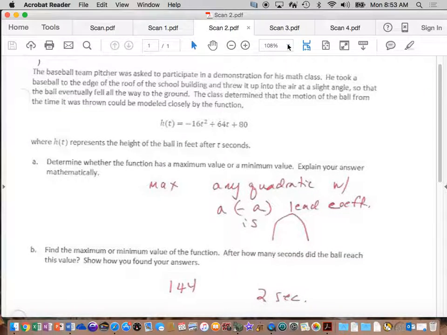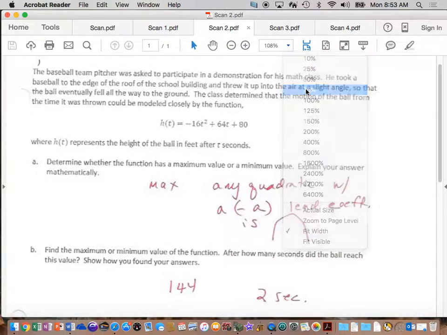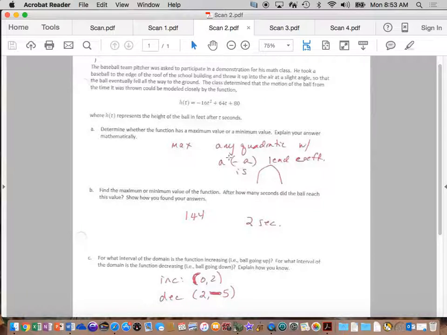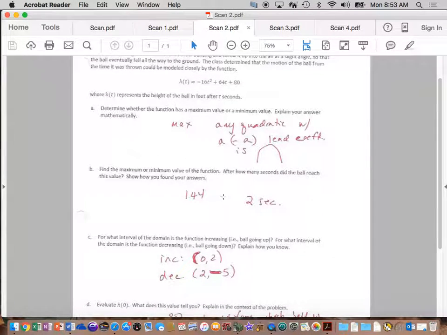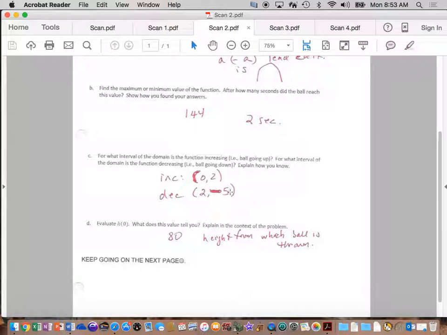All right, so on this one, we did a lot of questions like this earlier in the year. How do I know it's going to be a maximum? Because any quadratic that starts with a negative term in the front is always a frowny face, upside down one. Most of this is review. Find the maximum height. It's 144. It's at 2 seconds. I did that by putting it into the y equals function and looking at the table. It's increasing over the interval from 0 to 2. It is decreasing from 2 to 5.